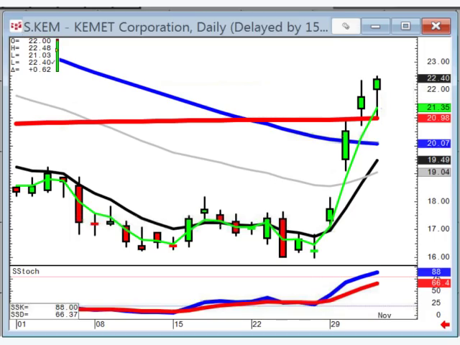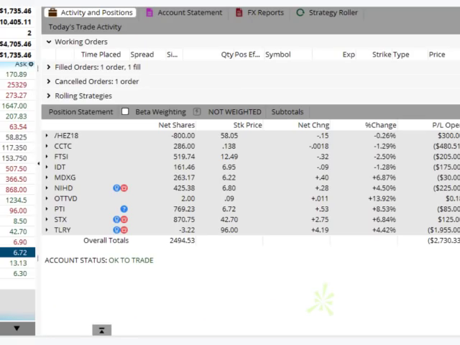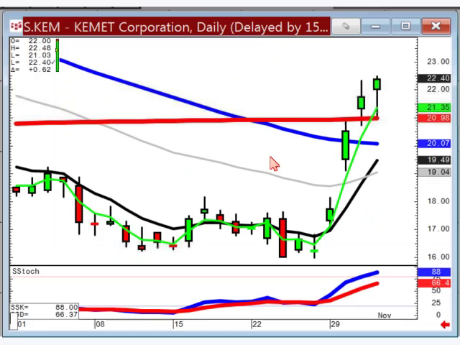Futures are flat. Let's take a look. You're right. The Dow futures are up 3, and the Qs are down a couple points. But it looks like the YM is starting to trade slightly positive.